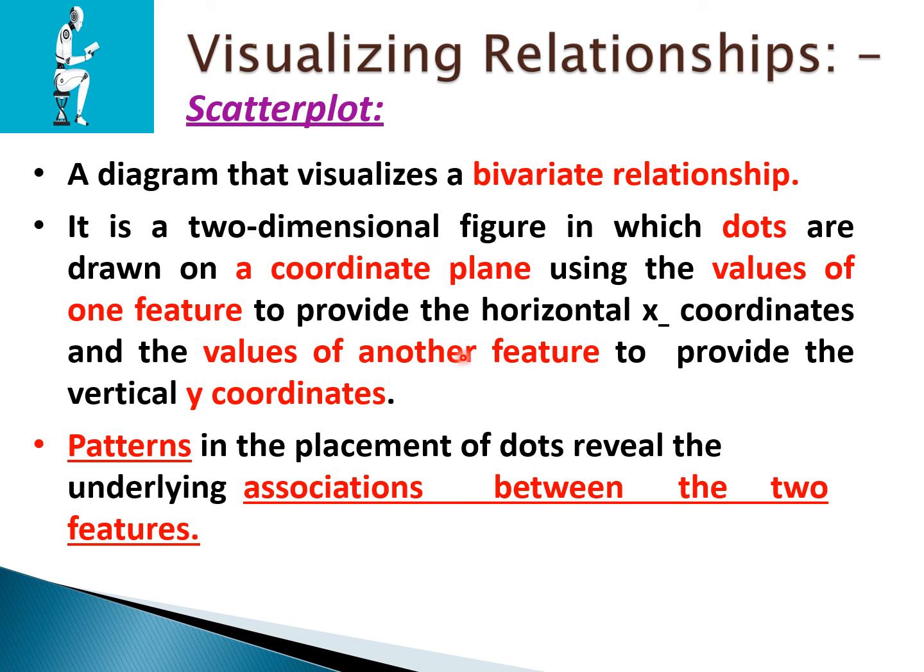So the scatter plot has mainly two axes: the x-axis and the y-axis. The x-axis contains the x coordinates and the y-axis contains the y coordinates. We have to plot the corresponding y value against the x value. Patterns in the placement of dots reveal the underlying associations between the two features.